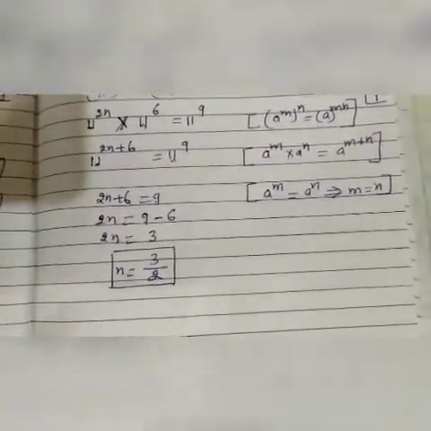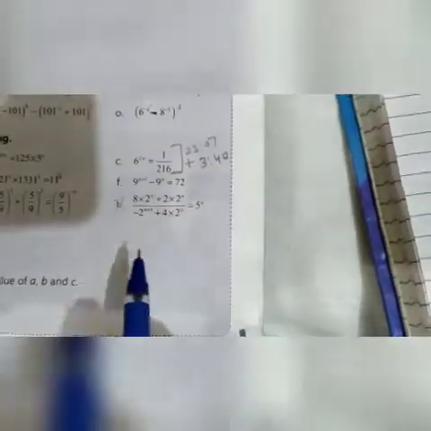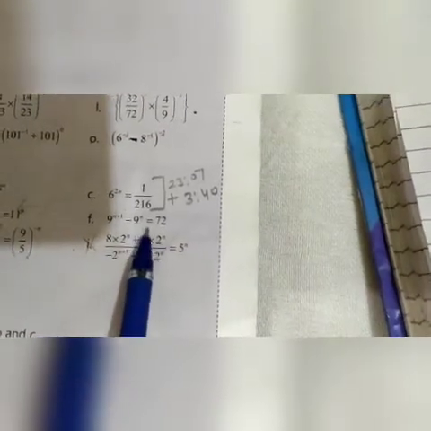Next part, f. Fourth f. This is 9 power n plus 1 minus 9 power n equals 72.